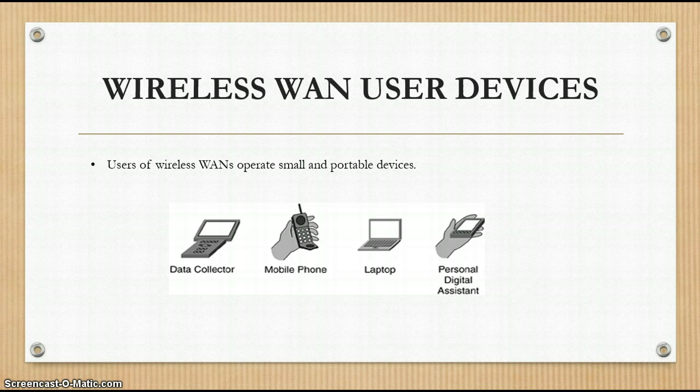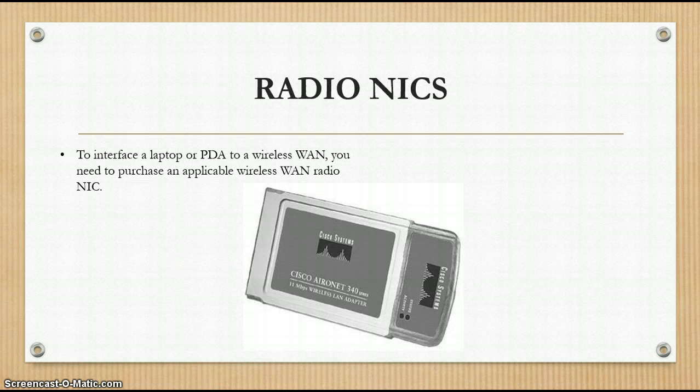An example is the need to set up a portable point of sale register at a remote area such as a makeshift concert site. For the radio and IC, to interface a laptop or PDA to a wireless WAN, you need to purchase an applicable wireless WAN radio and IC. This figure shows a radio and IC available for wireless WAN.